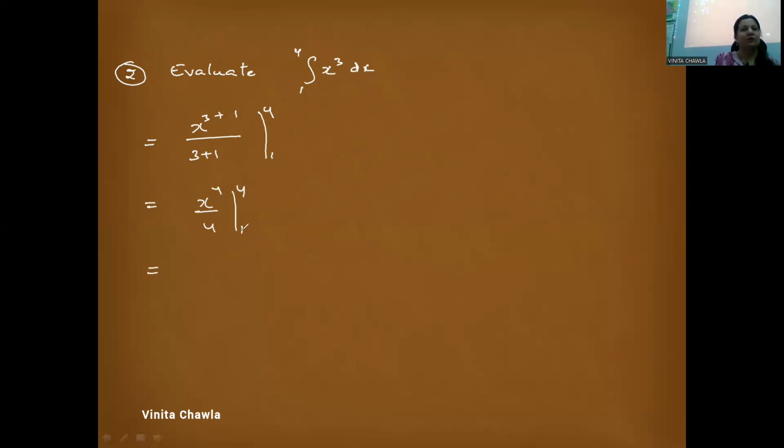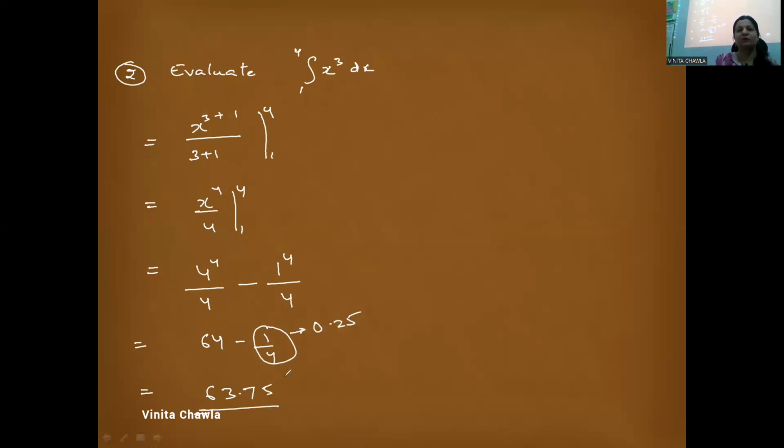Now first we put the upper limit: 4 to the power 4 divided by 4, then negative sign, and now we'll put the lower limit. So we'll get 64, you know? 4 cube is 64, minus 1 by 4. Answer is 63.75 because 1 by 4 is 0.25 in decimals. Okay, so answer is 63.75.